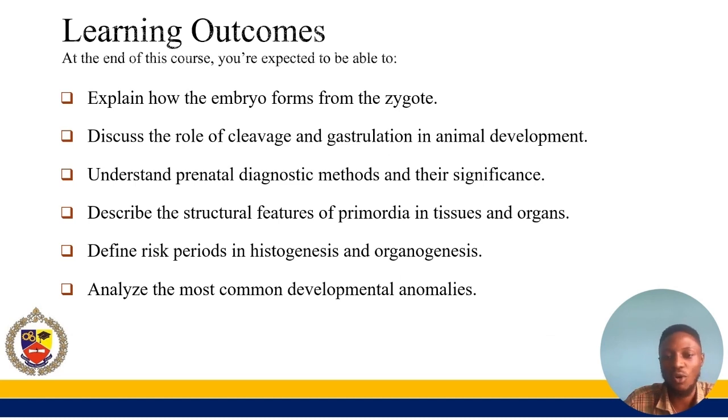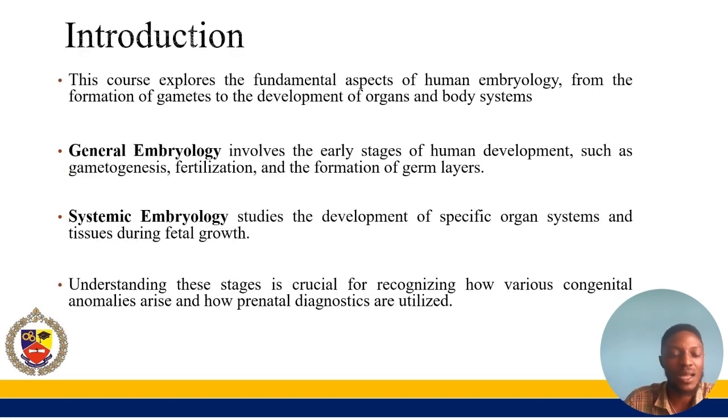Let's look at the learning outcomes. Within the course contents, we are expected that at the end of this class we should be able to explain how the embryo forms from the zygote, discuss the role of cleavage and gastrulation in animal development, understand prenatal diagnostic methods and their significance, describe the structural features of primordia in tissues and organs, define risk periods in histogenesis and organogenesis, and analyze the most common developmental anomalies.